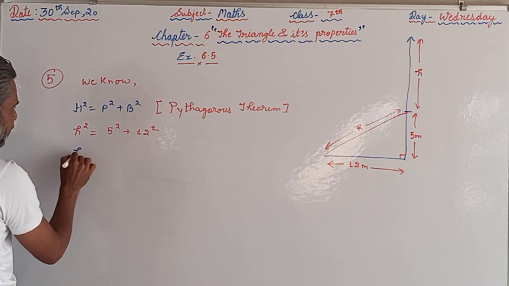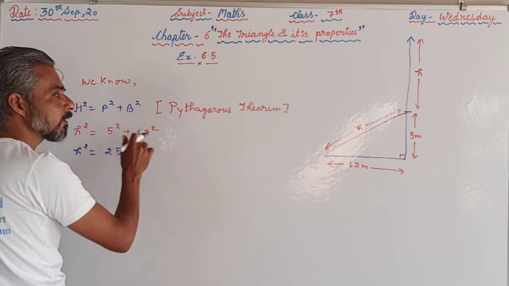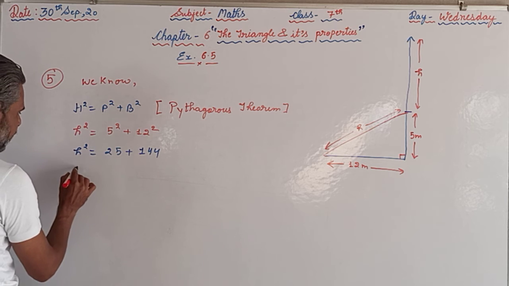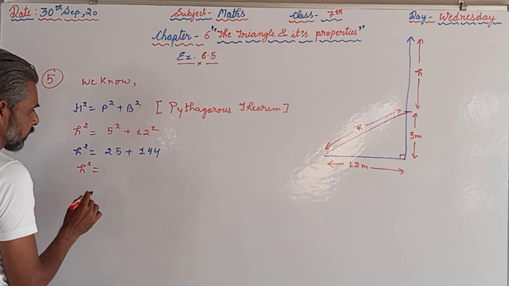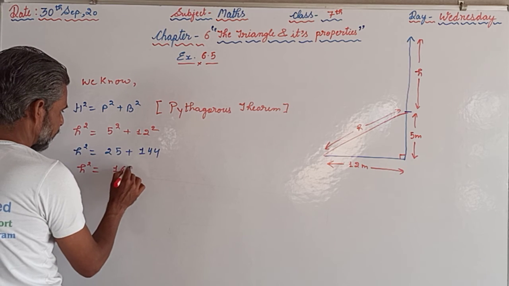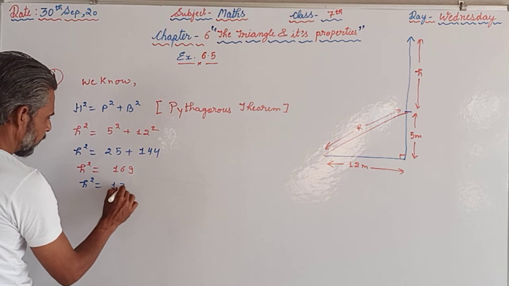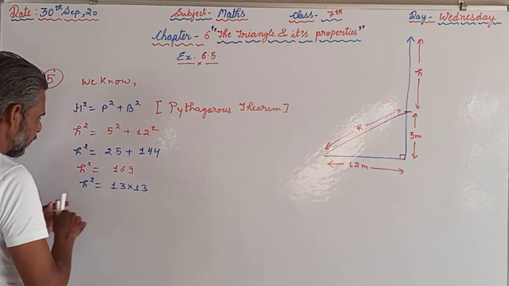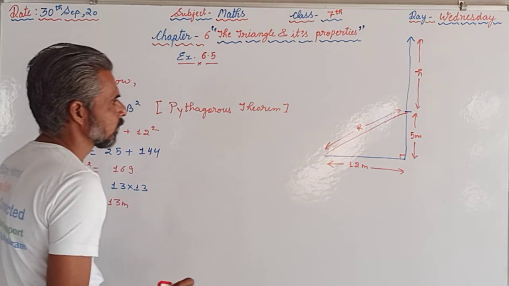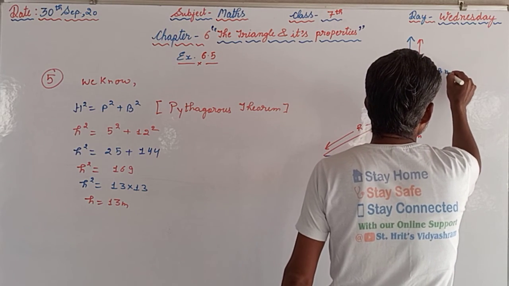From here we can find out h square is equal to 5 square, means 25, and 12 square means 12 into 12, that is 144. If we add, we will get h square is equal to 25 plus 144, that is 169, and from here h square is equal to 13 into 13, hence h will be equal to 13 meter. So we got that h is 13 meter.